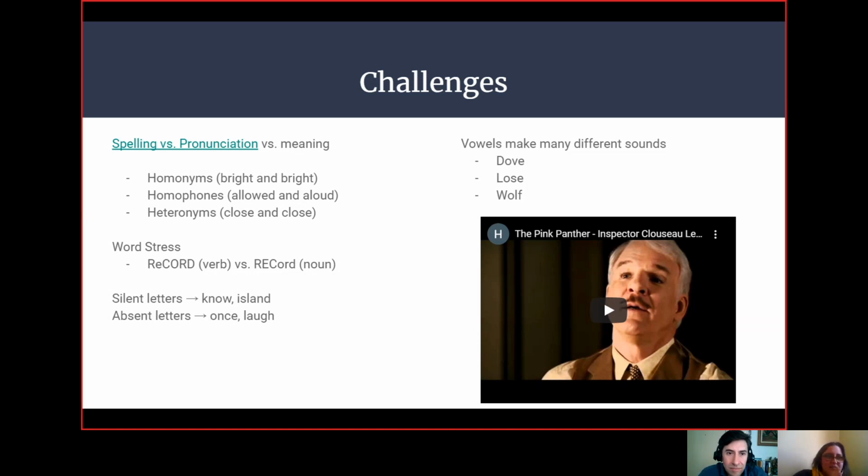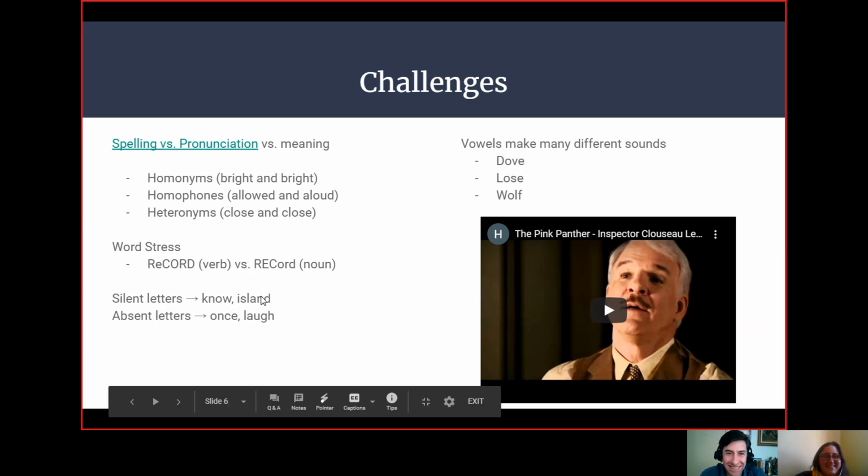And the third point here are silent letters and absent letters. So the silent letters, like the words no and island. The K is not pronounced in know, and the S is not pronounced in island. But especially for lower level learners, they want to pronounce every letter they see. So you might hear them say "kno" or "is-land." Yeah.